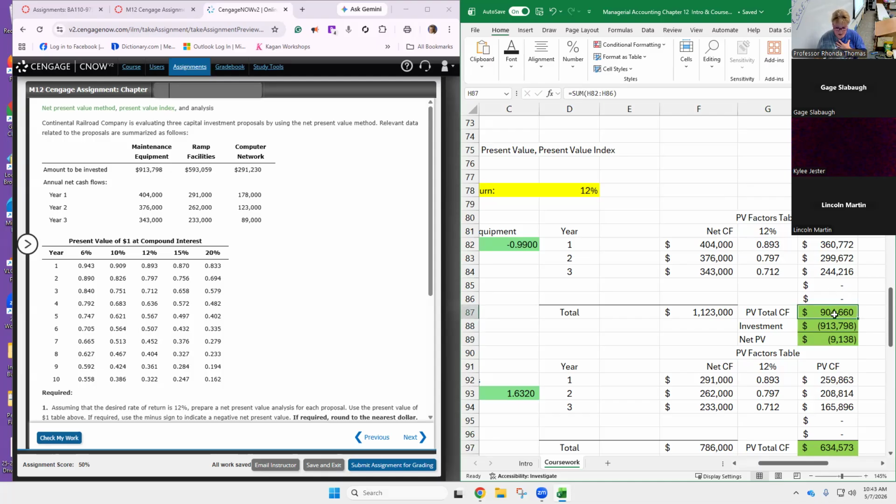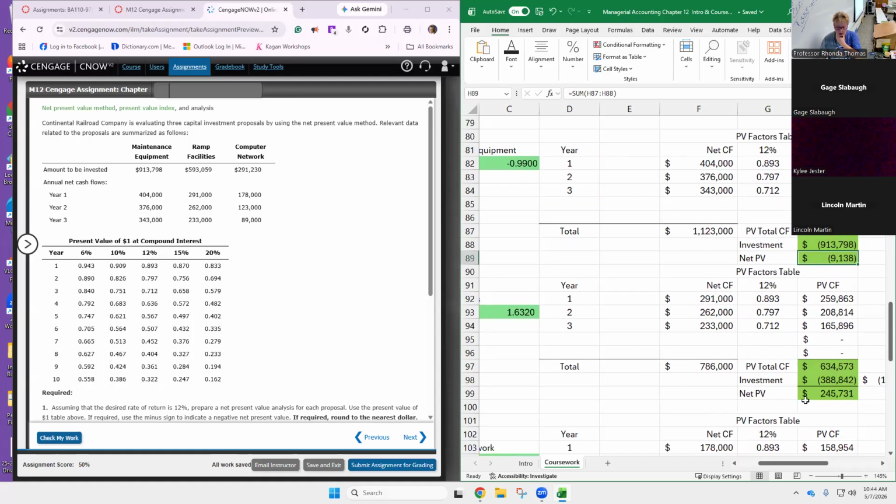Okay, let me just double check this. My cash flow on my maintenance equipment is unfortunately lower than the amount to be invested. My amount to be invested is actually $913,798. What's that doing to my net present value? My net present value is calculating as a negative. Is that a good thing? Not for that project. Not based on the estimates we have. No. Okay. So just leave that there. We'll put that in here in just a minute.